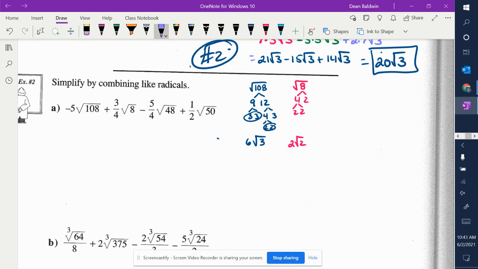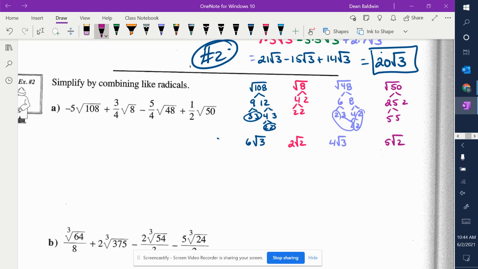48 will be purple. 6 and 8, 2 and 3, 2 and 2. So what am I pulling out of that one? 2 sets of 2. So I get 4 root 3. Is that good? And the last one is the root 50. 25 and 2 is 5 and 5, so I'm going to get 5 root 2. Okay? We're all good?